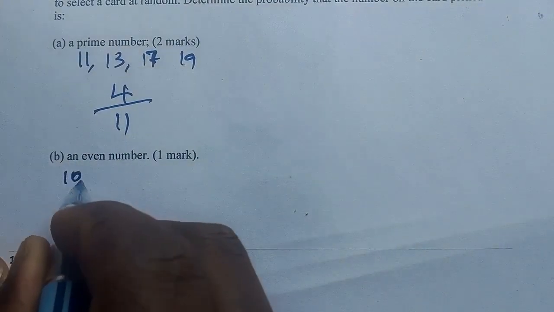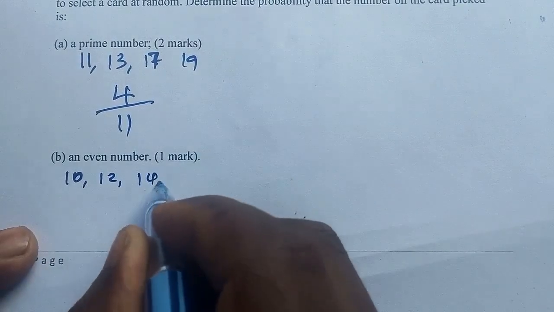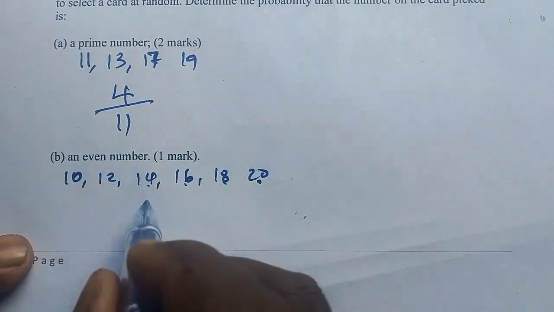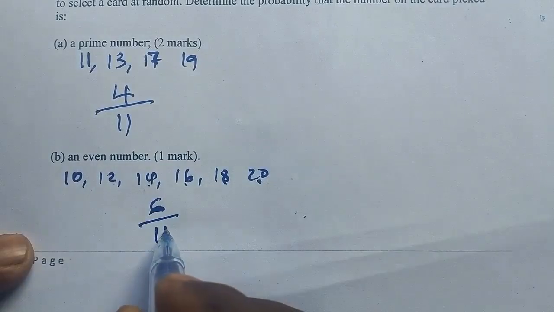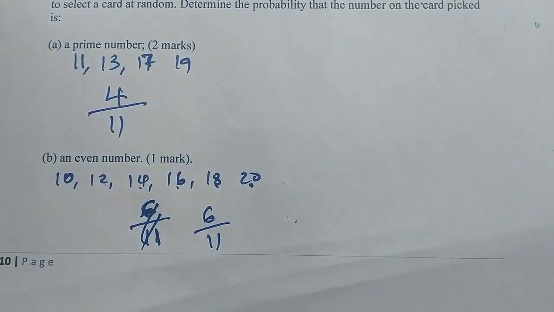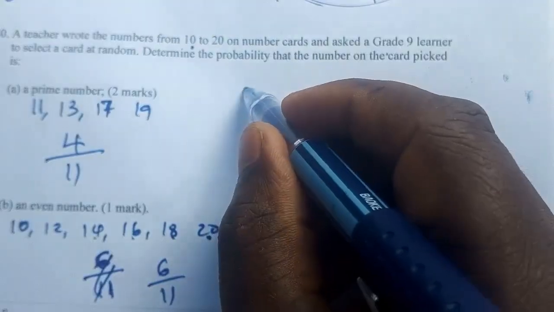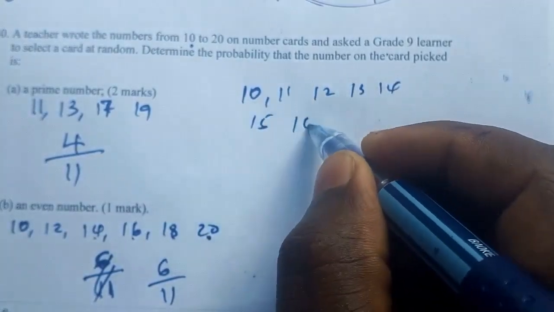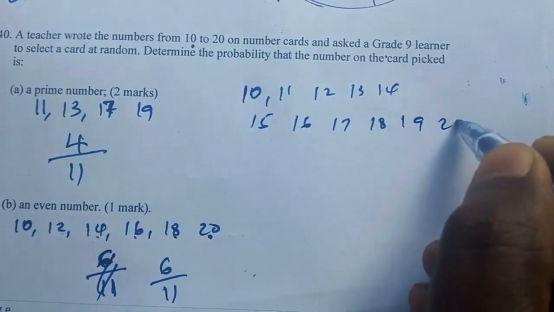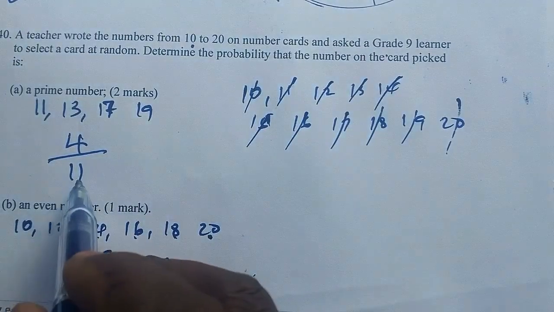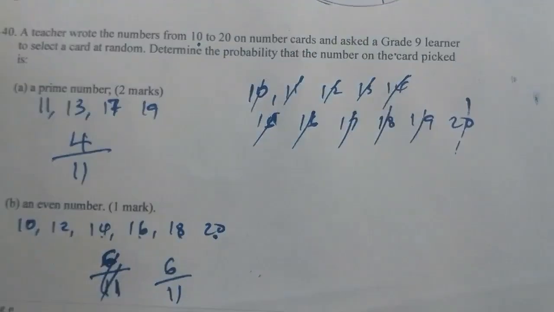Even numbers. Even numbers from 10, we have 10, 12, 14, 16, 18, 20. 1, 2, 3, 4, 5, 6. So it is 6 over 11. We count like this: 10, 11, 12, 13, 14, 15, 16, 17, 18, 19, 20. 1, 2, 3, 4, 5, 6, 7, 8, 9, 10, 11. That is the total number of numbers, there are 11.